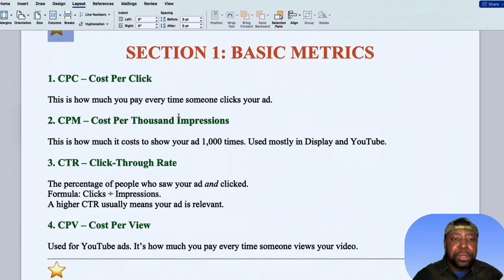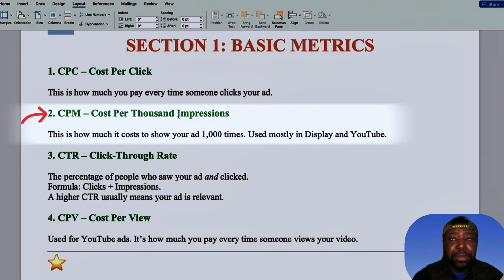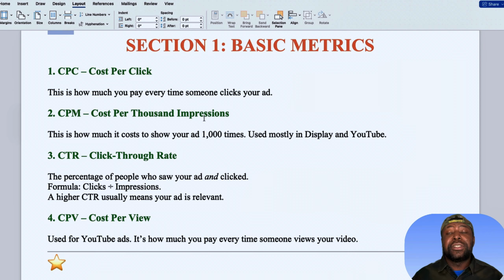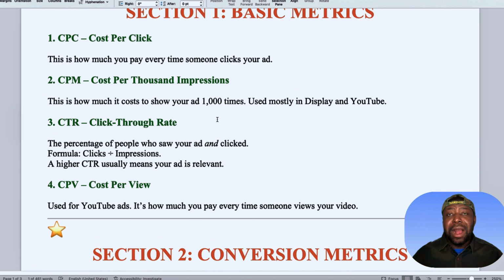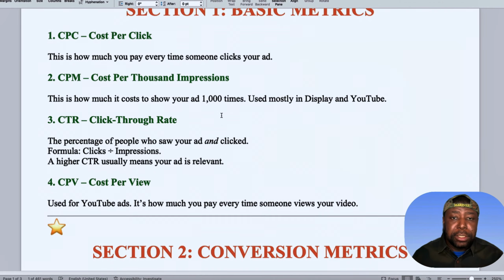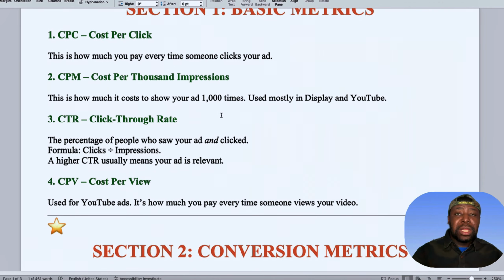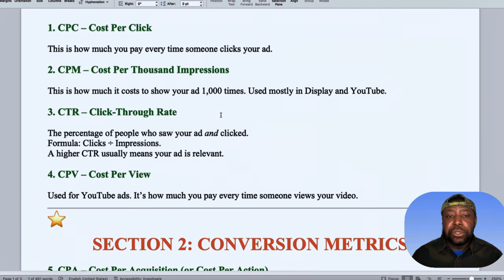Now we have CPM, which is sometimes called cost per impressions. It's cost per 1,000 impressions. So basically it's used for display ads and YouTube ads most of the time. It's how much it costs to charge per 1,000 people that see your ads, or when your ads are displayed. They don't charge you for each click, but each time 1,000 people see that particular ad. So it could be $5 per 1,000 impressions, or 1,000 times your ads are shown.